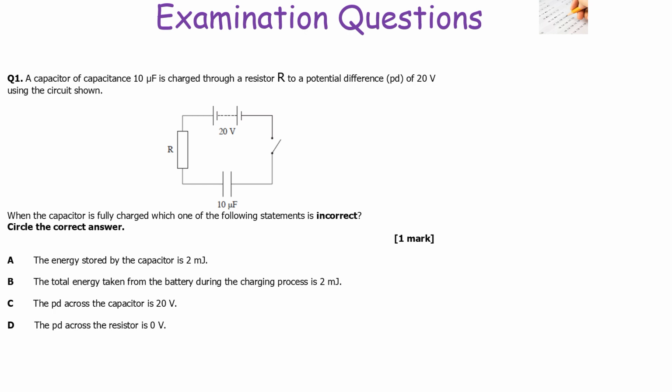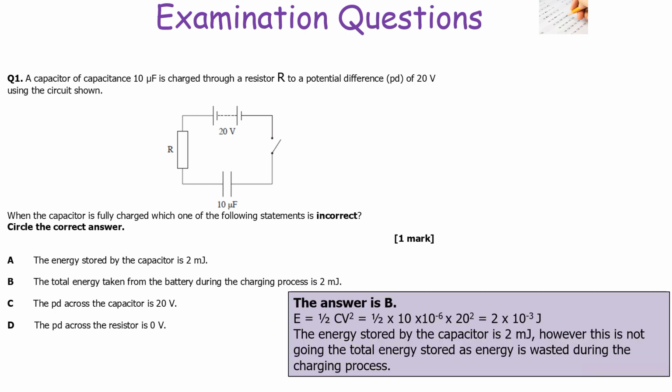Right, our answer here is going to be B, because if we work out the energy stored in the capacitor, we say E equals a half CV squared. So it's a half times 10 to the minus 10 times 10 to the minus 6, because we're going from microfarads into farads, times 20 squared, which is the potential difference. So we get 2 times 10 to the minus 3, which is 2 millijoules. So the energy stored by the capacitor in theory should be 2 millijoules. However, that's not the total energy stored, as some energy is wasted in the charging process, so therefore B is going to be incorrect.